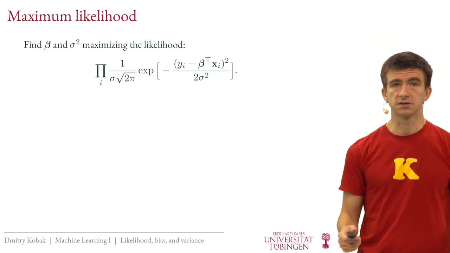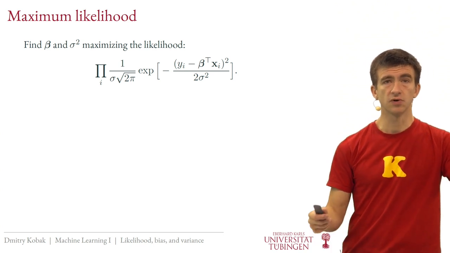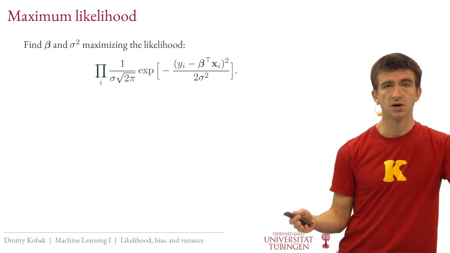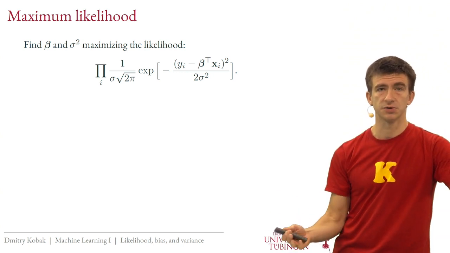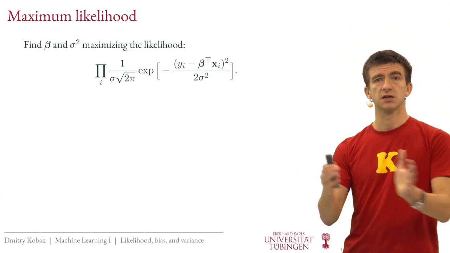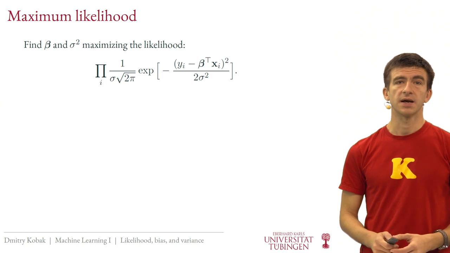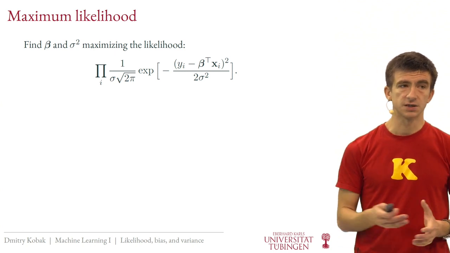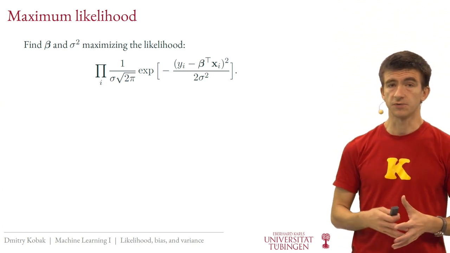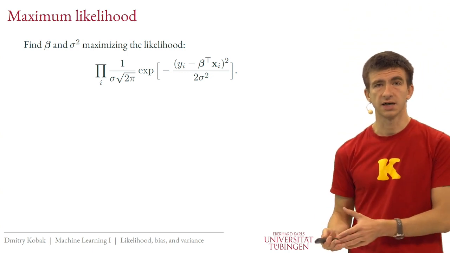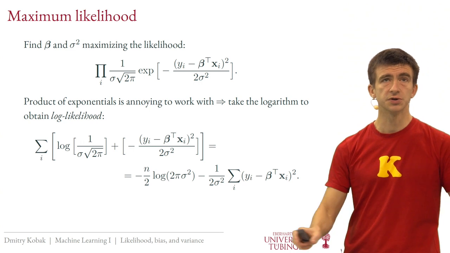That's called the principle of maximum likelihood. It tells us that it makes sense to look for beta and sigma that maximize the likelihood. It can be a good estimate of the underlying beta and sigma that we don't know, but given a data set, we want to estimate them. There are different ways to estimate them, and if you have a generative probabilistic model, then for any model, you can ask what the maximum likelihood estimates are. So let's try to do it for linear regression.